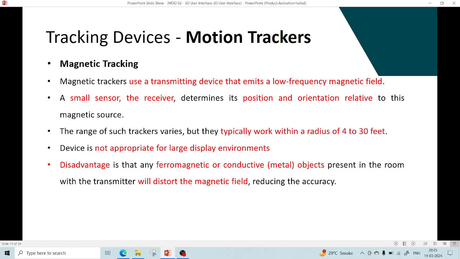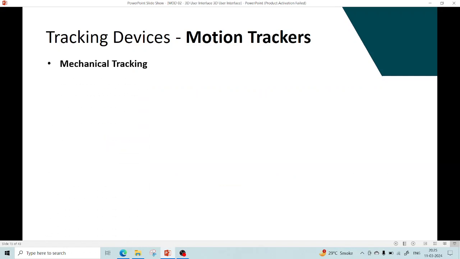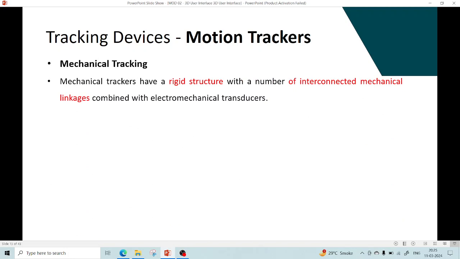Now let us move towards the mechanical tracking system. Compared to the magnetic tracking system, the mechanical tracking system is comparatively easy. Mechanical trackers have rigid structures with a number of interconnected mechanical linkages combined with electromechanical transducers such as potentiometers or shaft encoders, which will give values of the positions and the movement of that mechanical tracking system.